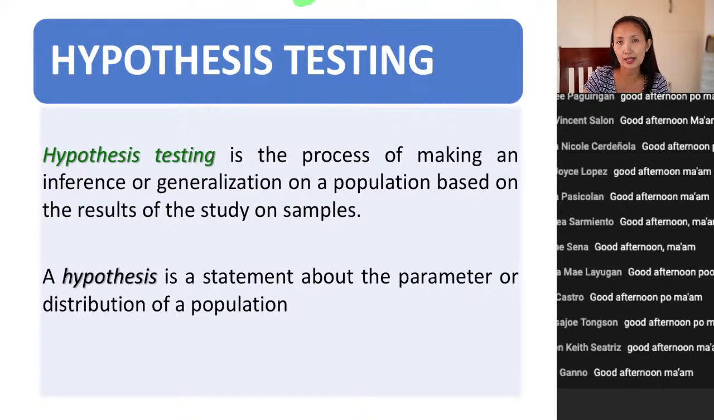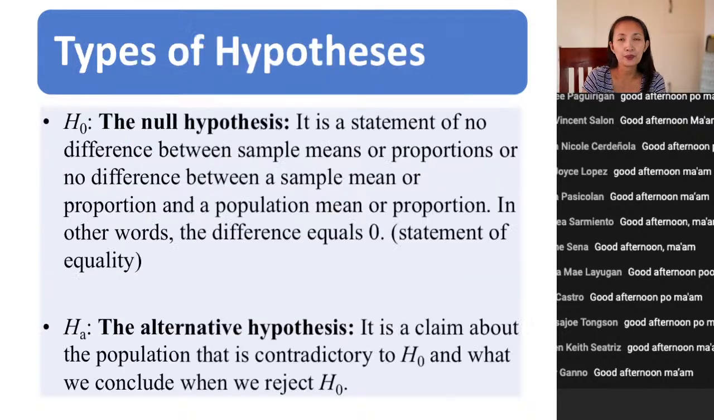So, hypothesis. When we say there's a hypothesis, we make generalizations about the population on the basis of samples, studying samples. And you know that there are two types of hypothesis. The null hypothesis, which is represented by H sub O, and the alternative hypothesis, which is represented by H sub A. The null hypothesis, null. You know what null means? Wala. Walang diferensya. Walang pagkakaiba. It's a statement of equality.